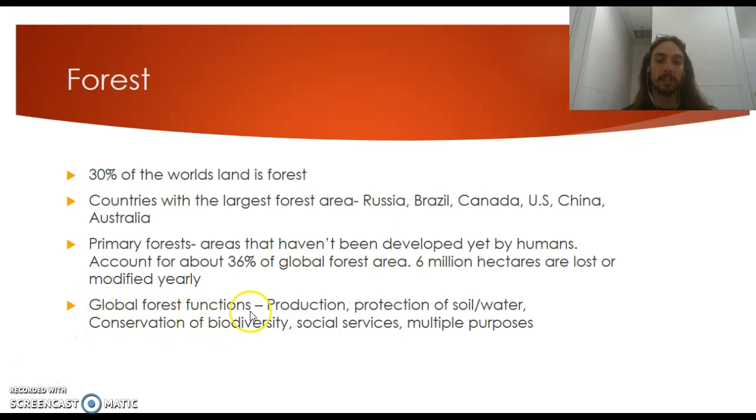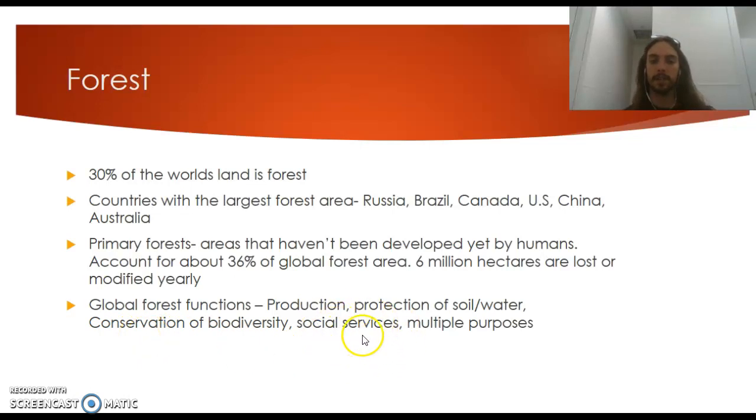So global forest functions, there's a ton of them. Production of like paper, timber products, protection of the soil or the water. So we've talked about this before, how trees and deep-rooting vegetation holds the soil together, prevents erosion. Erosion is going to lead to decreases in water quality. So if you prevent erosion, you're going to increase the water quality in that area. They also help with conservation of biodiversity. We talked about how important diversity is, especially biodiversity. It kind of keeps the world running, like with that food web that I talked about earlier. Forests just have really good habitats for all sorts of animals.